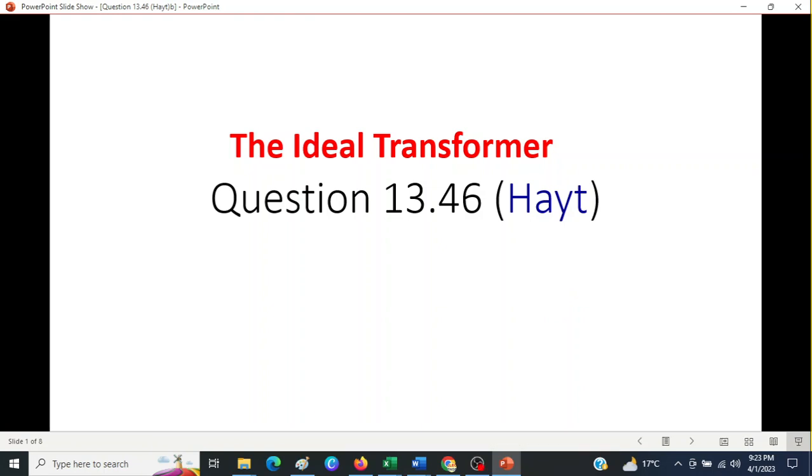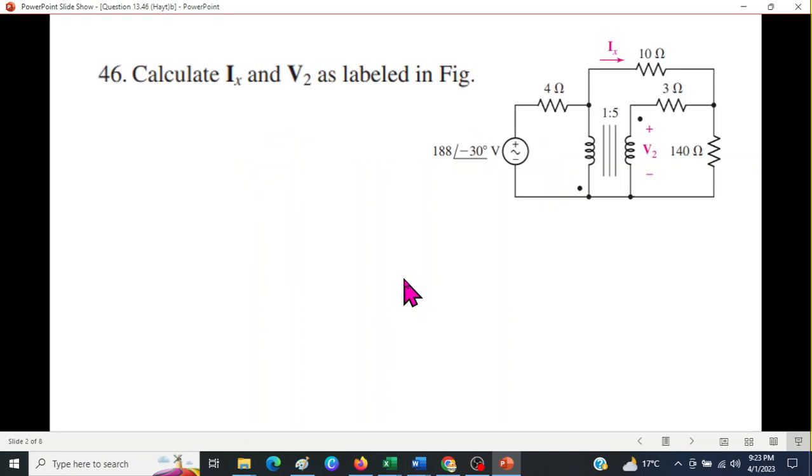Bismillahirrahmanirrahim. This video is from chapter 13, Ideal Transformer, and here we'll be solving question number 46 from Mr. Hayt's book. So this is the question. For the circuit given, we have to calculate Ix, that means this current Ix, and V2, the secondary voltage.